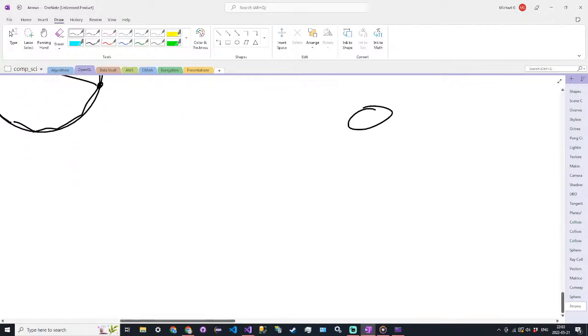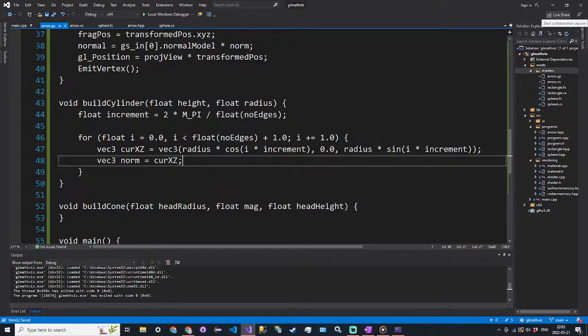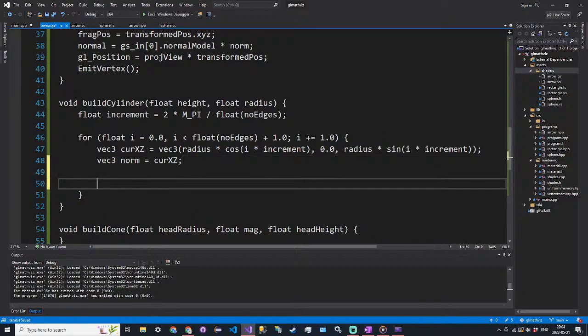we have our cylinder with the top and the bottom. So the normal vector here is going to be pointing out, and that's also going to be the normal vector here. So it's not going to matter on the height, and it's just going to be based on the coordinate. So normal is equal to the current xz value. So then we're going to send the vertex, current xz, and norm.